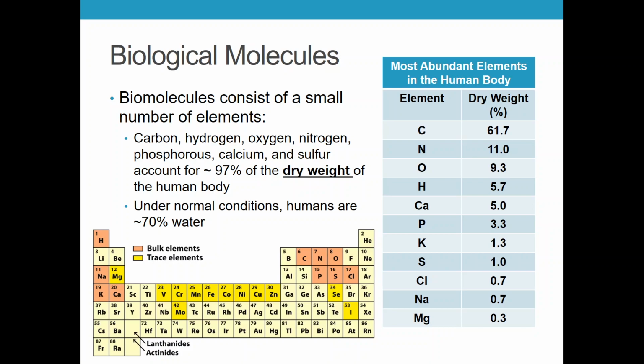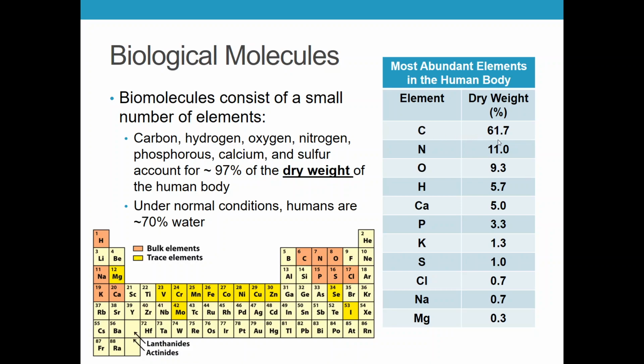When we think of biological molecules, what are they made of? So despite what you learned in general chemistry, we are not going to be concerned with all 118 elements on the periodic table. In fact, the majority of them are not really observed biologically. Instead, we're going to be concerned with a very small number of elements that include carbon, hydrogen, oxygen, nitrogen, phosphorus, calcium, sulfur. So these together account for about 97% of the dry weight of the human body. Now, remember, dry. So if I remove all of the water, this is really what the composition looks like.